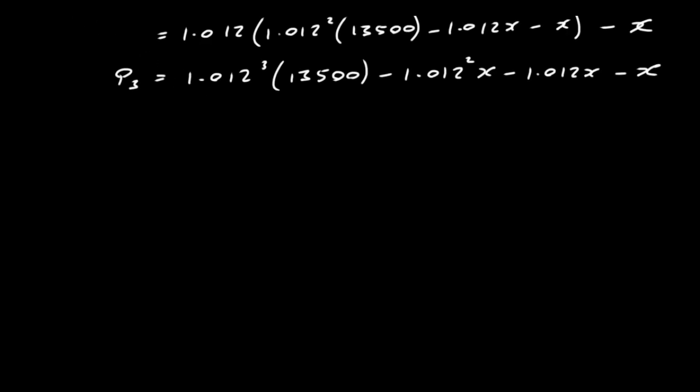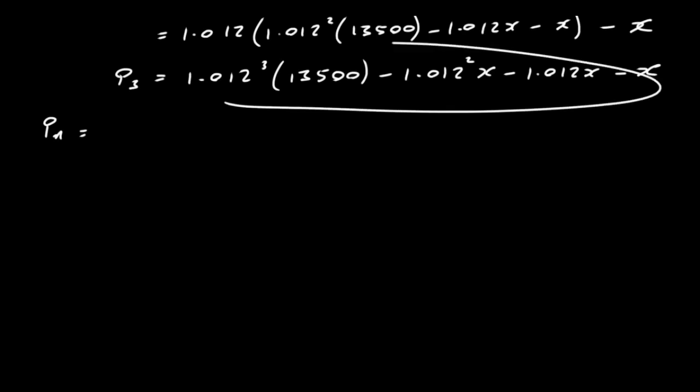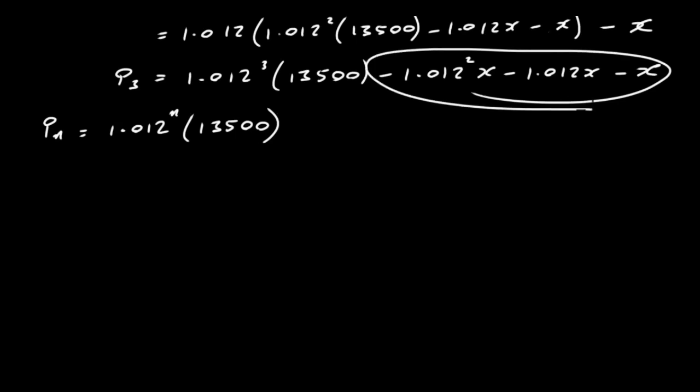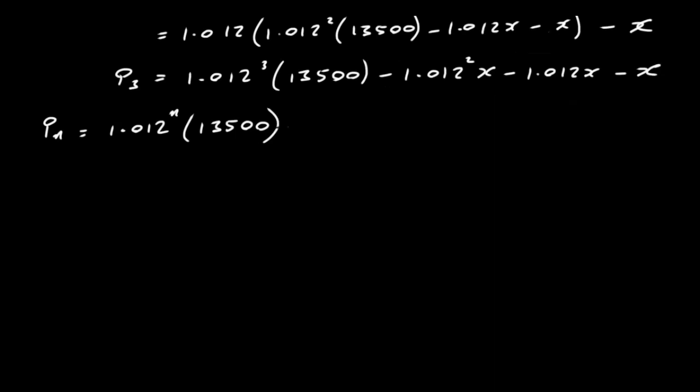I'm going to just look at Pn now. Looking at this, you can see that there is a pattern here. You've got 1.012, this is a 3, this is a 3, so this is going to be an n here. You've always got a 13,500, and then you've got all of this as well. So I'm going to put this separately in a bracket. I'm going to put minus here, and I'm going to start with the lowest power, which is 1.012 to the power of 0, if you like. So I'm going to start with this one, then this one. So it's going to be plus, because minus times plus gives you a minus.